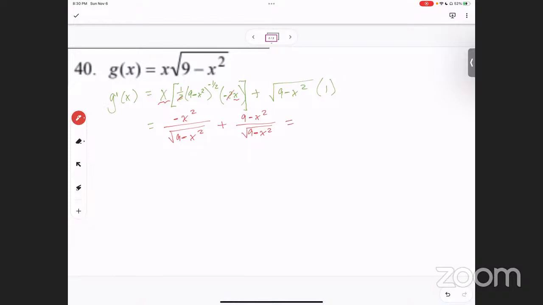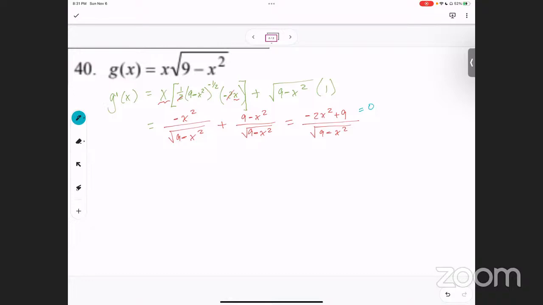Now I'm going to add the numerators together. So that's going to be negative 2x squared plus 9 all over the square root of 9 minus x squared. Okay, so that's my derivative in simplified form. And the reason I wanted to simplify it is because now I can set the top and the bottom equal to 0, right? So if I set this equal to 0, what are my zeros?